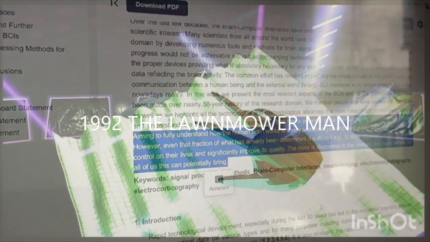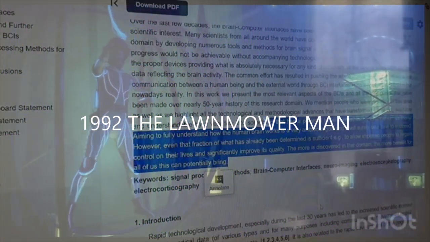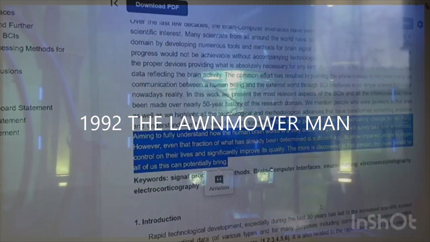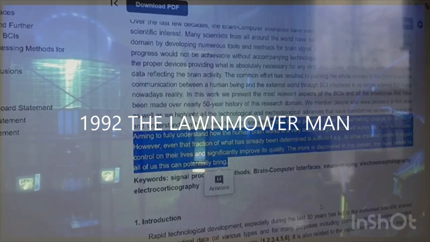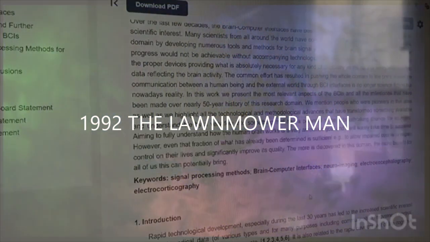However, even that fraction of what has already been determined is sufficient, e.g., to allow impaired people to regain control on their lives and significantly improve its quality. The more is discovered in this domain, the more benefit for all of us this can potentially bring.